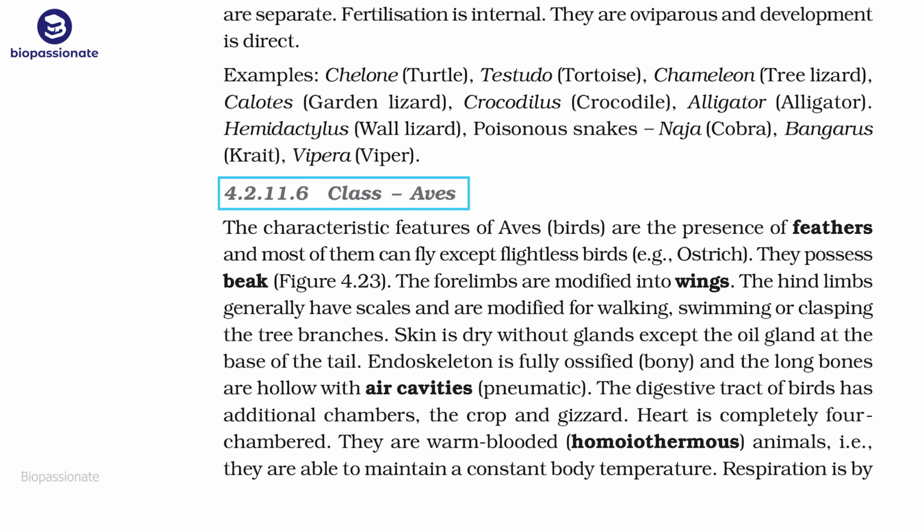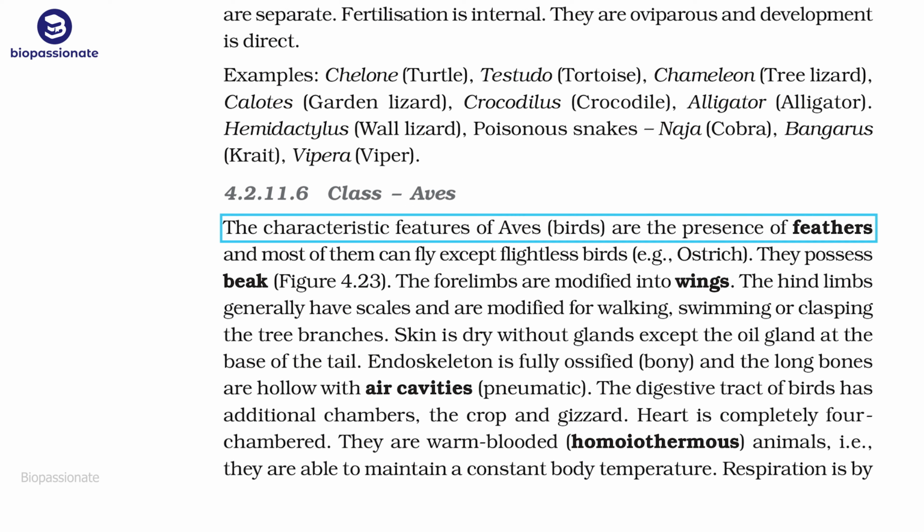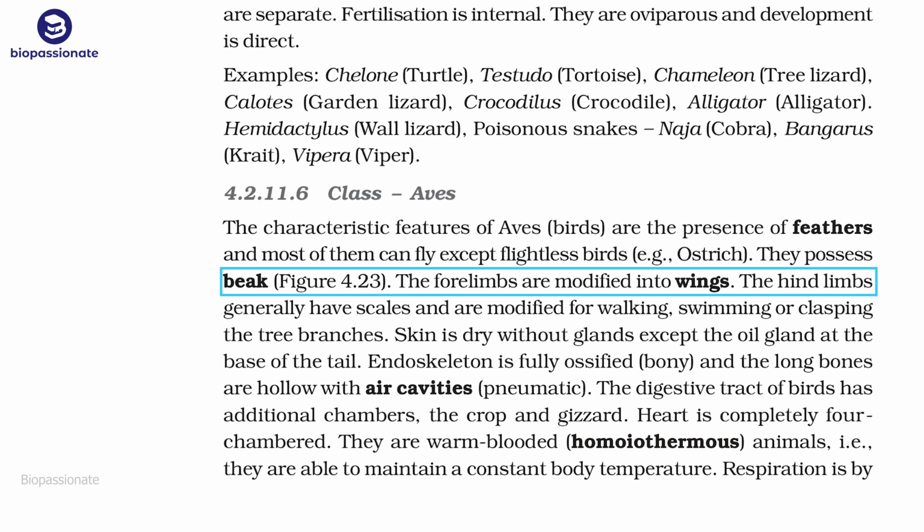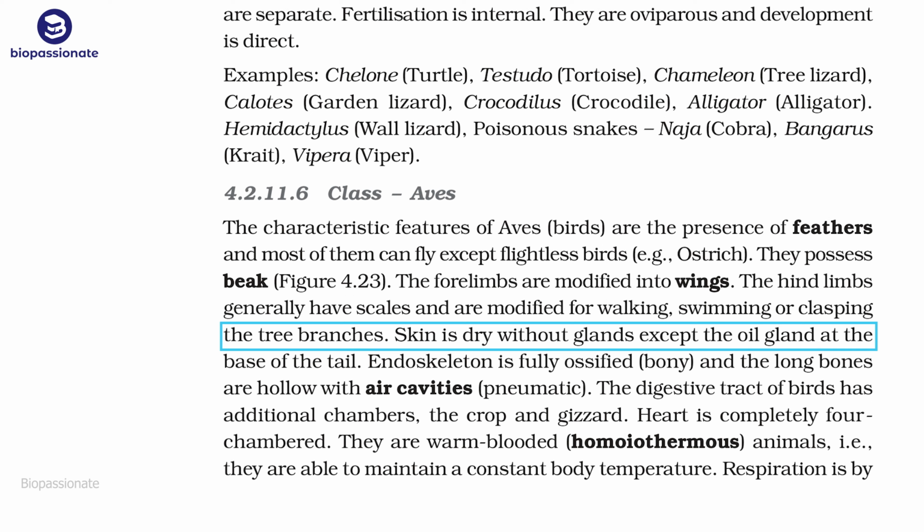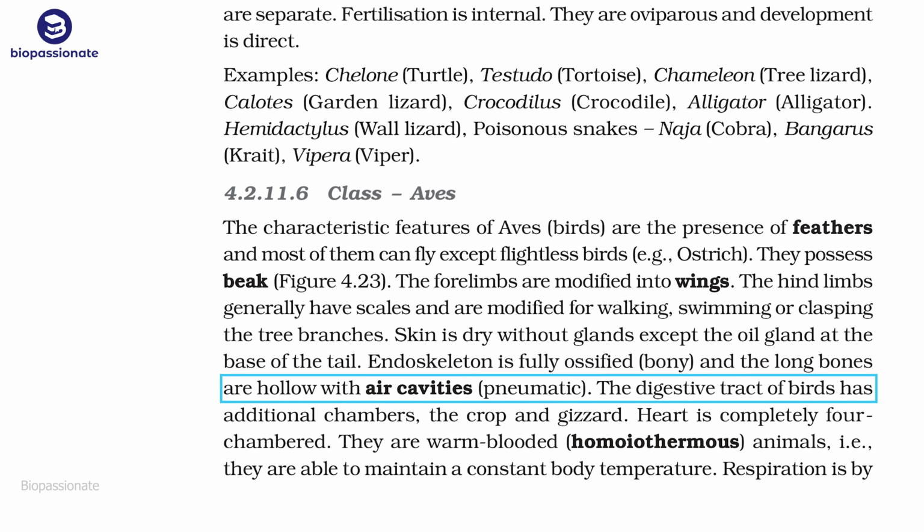4.2.11.6. Class Aves. The characteristic features of Aves, birds, are the presence of feathers, and most of them can fly except flightless birds, for example, ostrich. They possess beak, Figure 4.23. The forelimbs are modified into wings. The hind limbs generally have scales and are modified for walking, swimming, or clasping the tree branches. Skin is dry without glands except the oil gland at the base of the tail. Endoskeleton is fully ossified, bony, and the long bones are hollow with air cavities, pneumatic. The digestive tract of birds has additional chambers, the crop and gizzard.